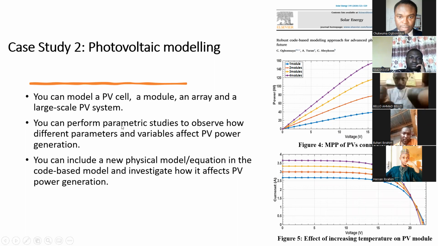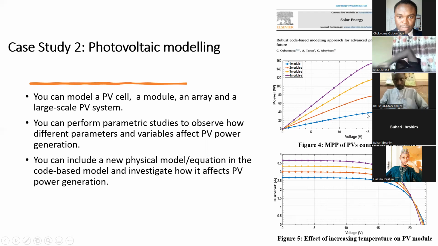You will see examples of that. So let's look at this diagram. You can see that I connected 4 PV modules. The first one was just one. I connected the second one in parallel. You can see that it's increased.